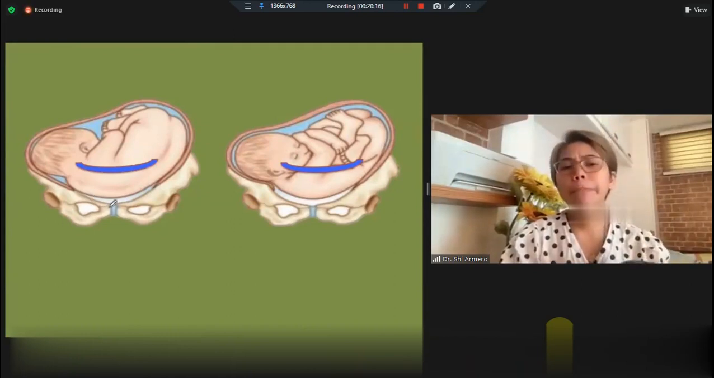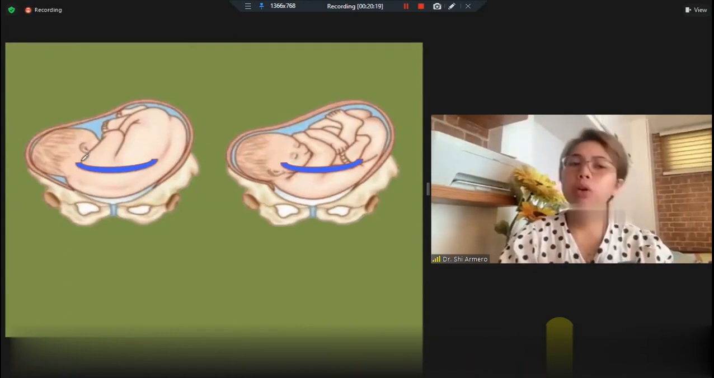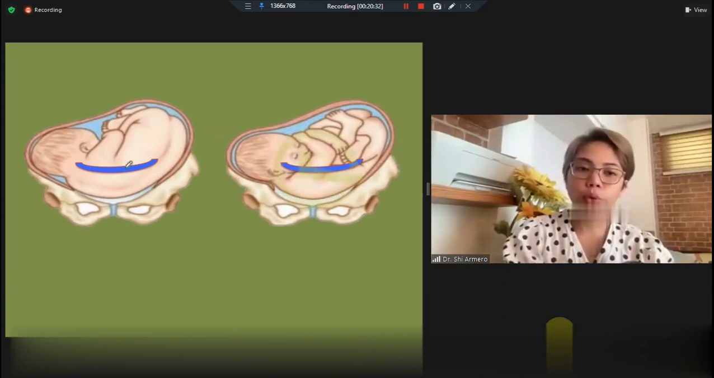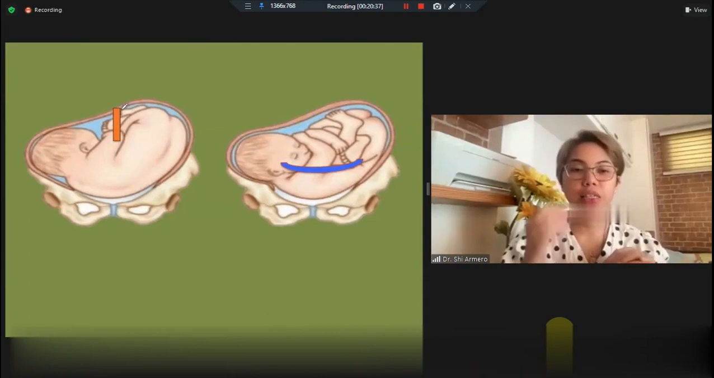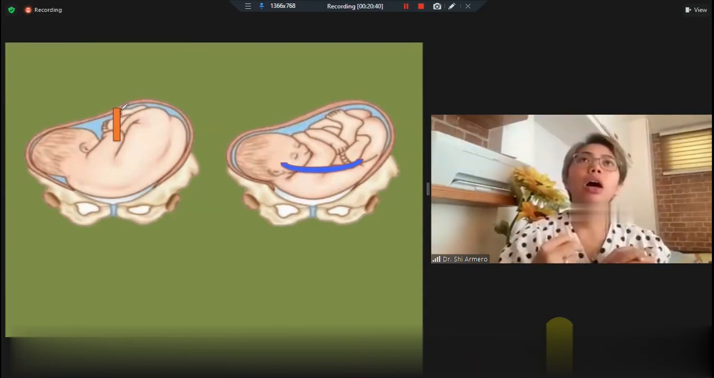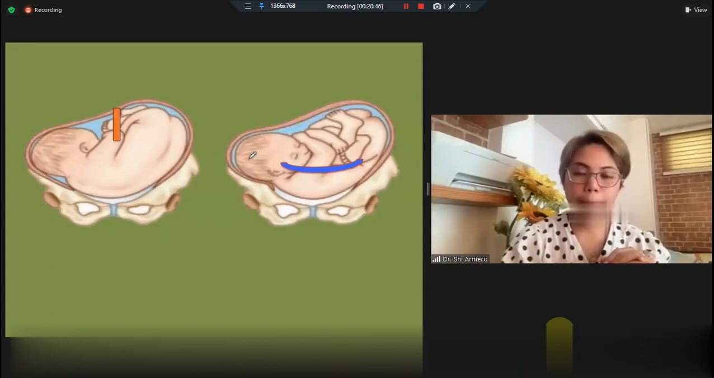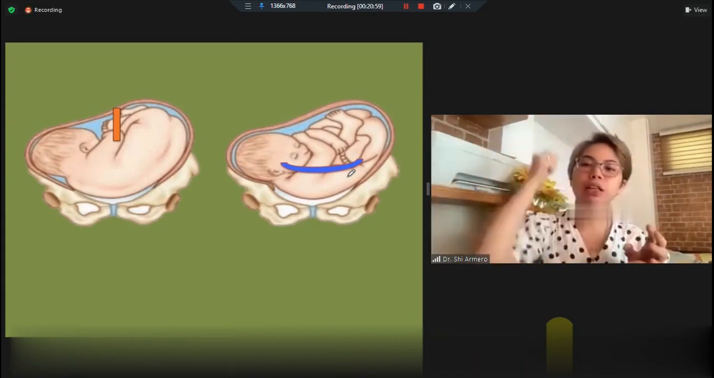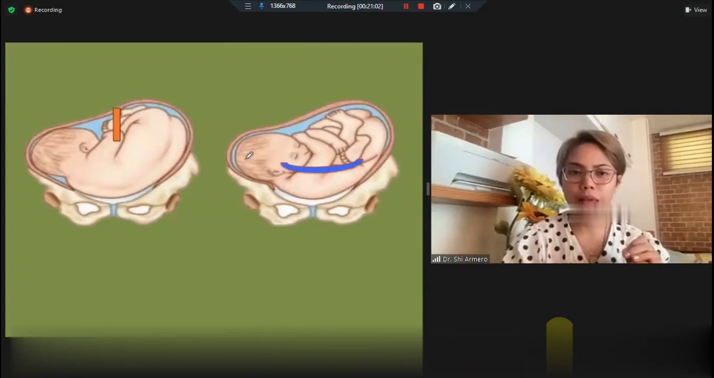Okay. Now, basing on these presentations, if it is the back that is occupying the anterior portion, it will be difficult for us to deliver using a low segment incision. So we will have to do a classical incision for these cases. Okay. Again, classical incision, if it is the back that's at the anterior portion. But if it's the extremities naman, there's no difficulty grasping the extremities when the back is at the back. Tama? When the fetal back is at the back. So when we do the low segment, nakuha naman agad yung extremities. So we can still do a low segment.